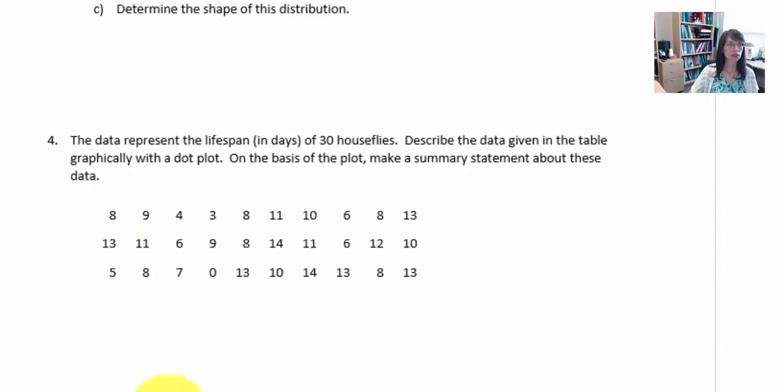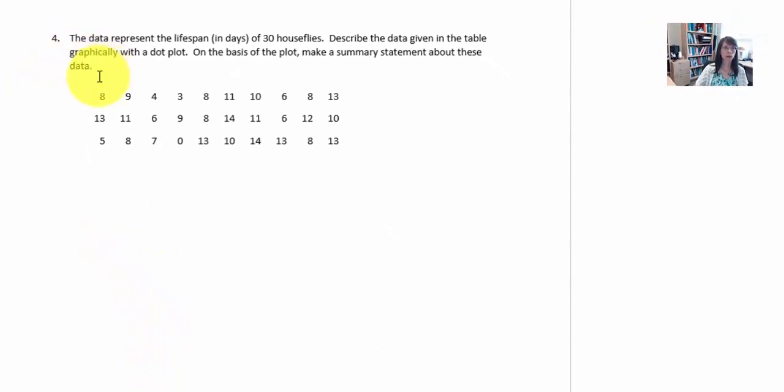Our final example today, we are given another data set, and notice the display is a little bit different. It's not in table format. The data represents the lifespan in days of 30 houseflies. Describe the data given in the table graphically with a dot plot. On the basis of the plot, make a summary statement about these data.